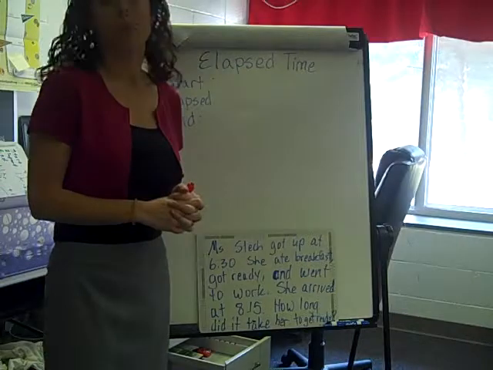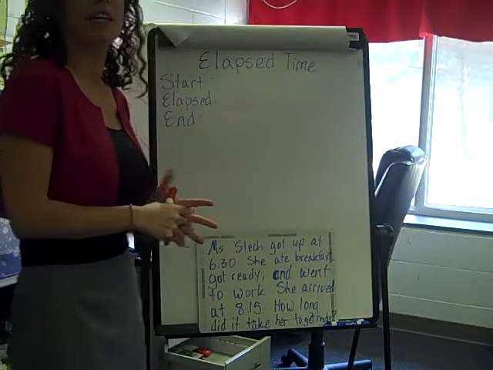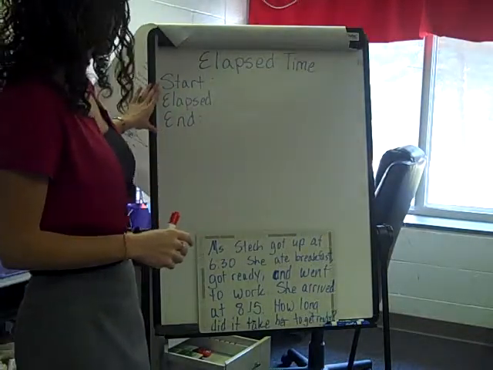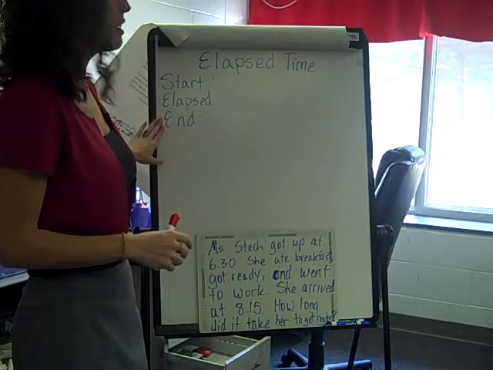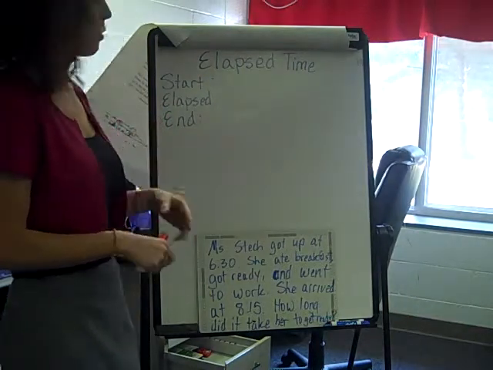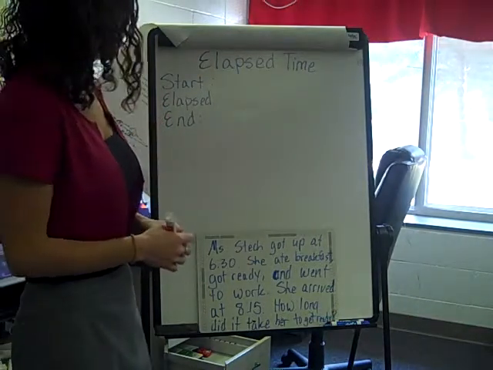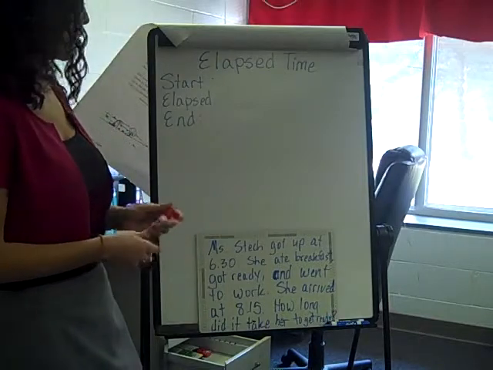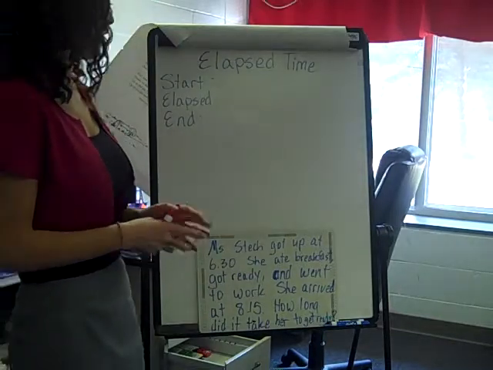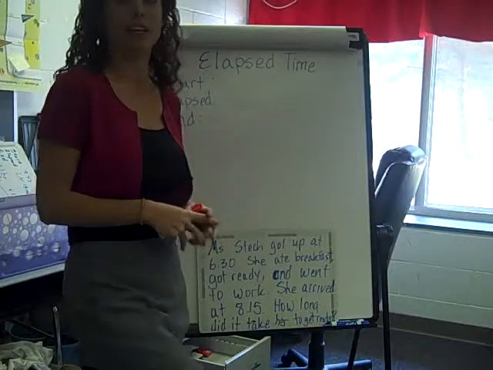To start your elapsed time problem, begin by reading the problem and then figuring out if you're given the start, elapsed, or end times and which one you're solving for. Miss Steck got up at 6:30. She ate breakfast, got ready, and went to work. She arrived at 8:15. How long did it take her to get ready?